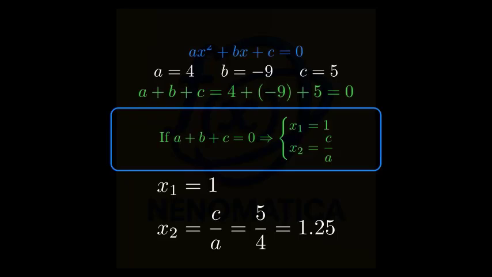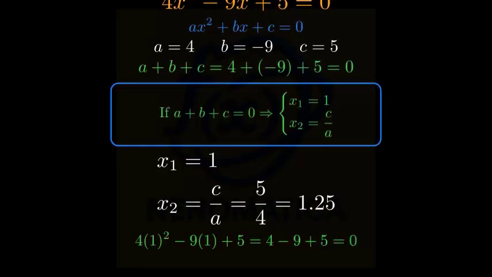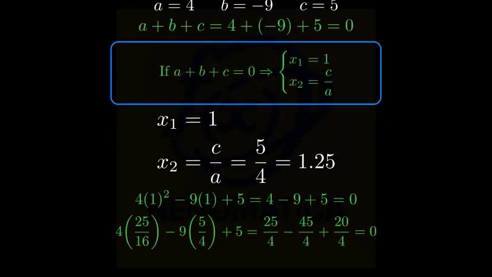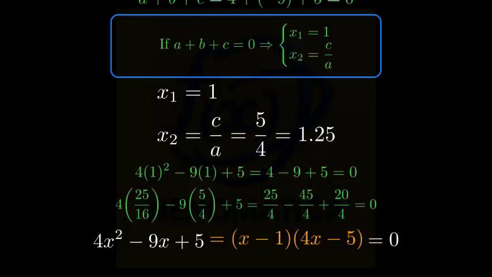Step 4. Verify each root by direct substitution. For x equals 1: 4 times 1 squared minus 9 times 1 plus 5 equals 0. For x equals 5 over 4: 4 times 25 over 16 minus 9 times 5 over 4 plus 5 equals 0. Step 5. See the factorization that matches our roots. The polynomial 4x squared minus 9x plus 5 factors to left bracket x minus 1 right bracket times left bracket 4x minus 5 right bracket equals 0.